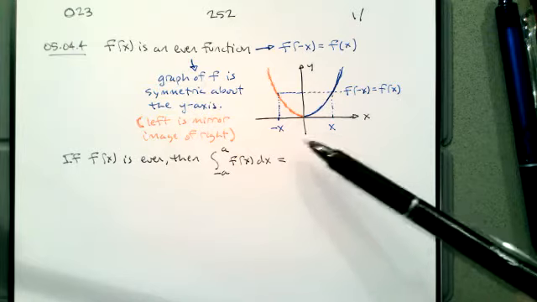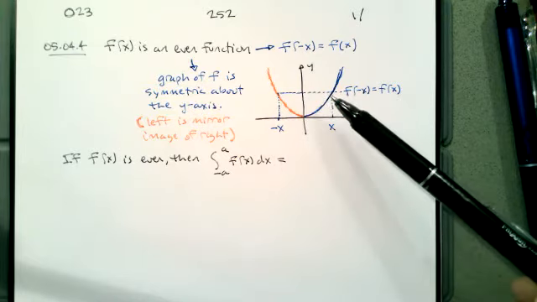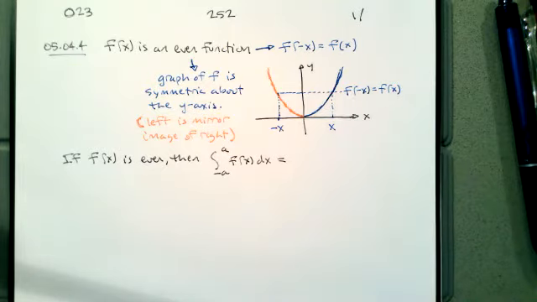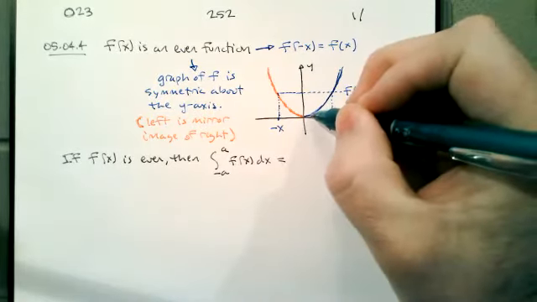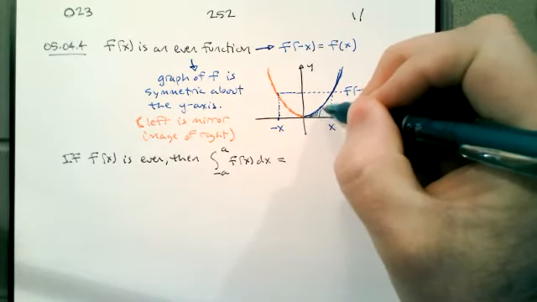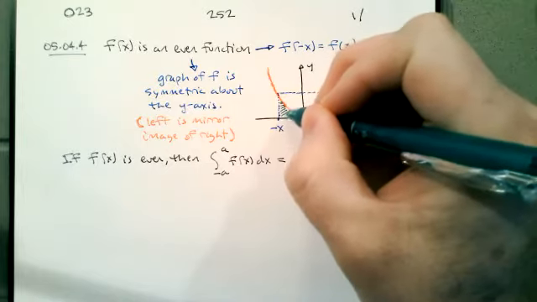And here we can see why. If we have x and its opposite negative x, we get the same value. So that's what it means to be an even function. In terms of the definite integral, we're interested in things like the area under the graph and above an interval. So we would be interested in this area in here and this area in here.